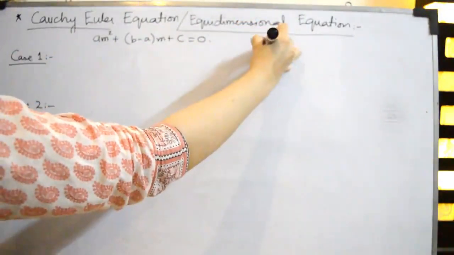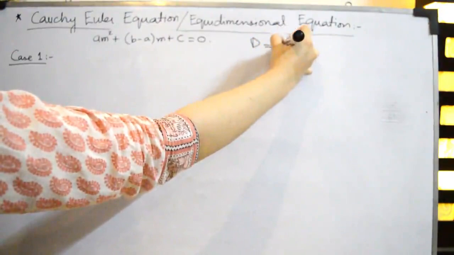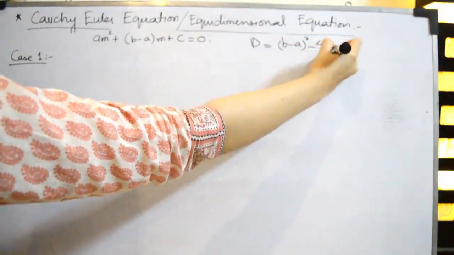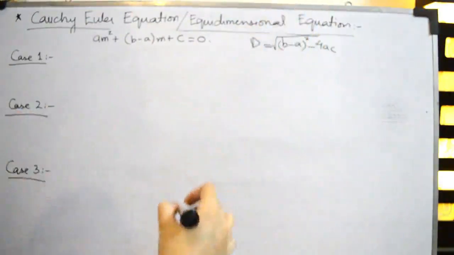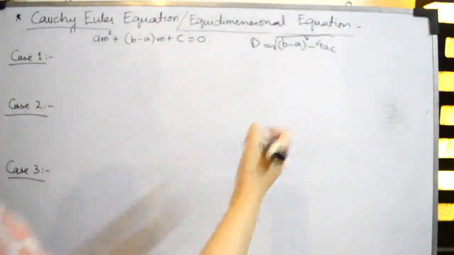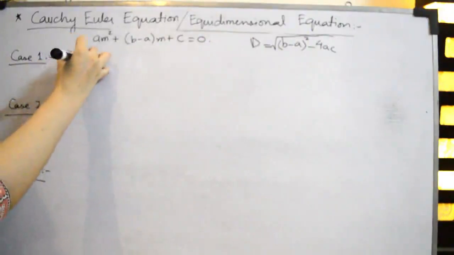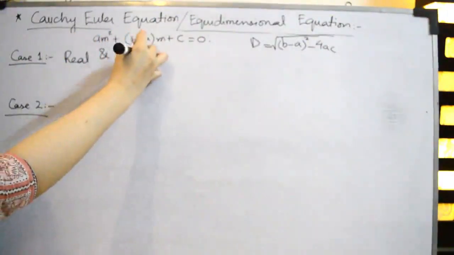So the discriminant will be (b minus a) whole square minus 4ac. This is the discriminant here. Depending upon the discriminant, we will select the roots. The first case is if we have real and distinct roots.